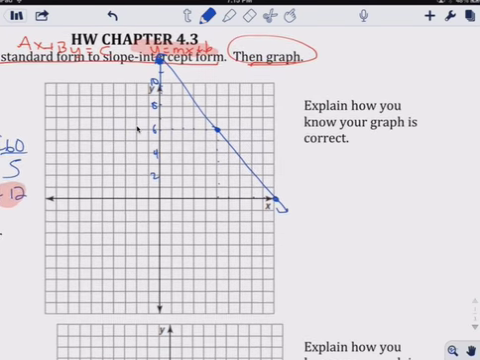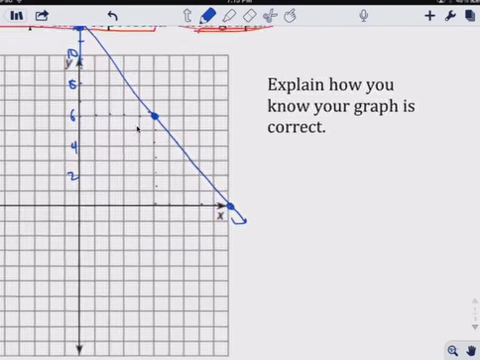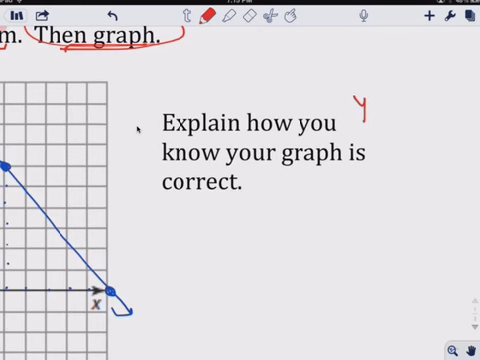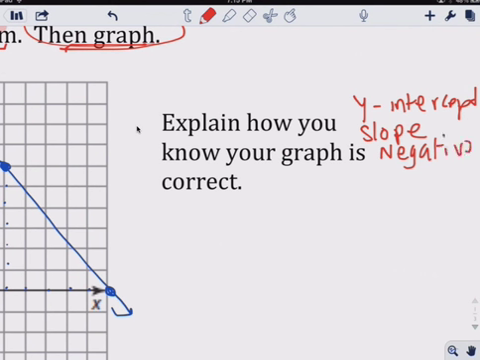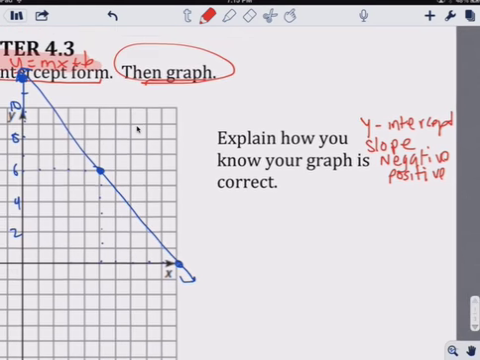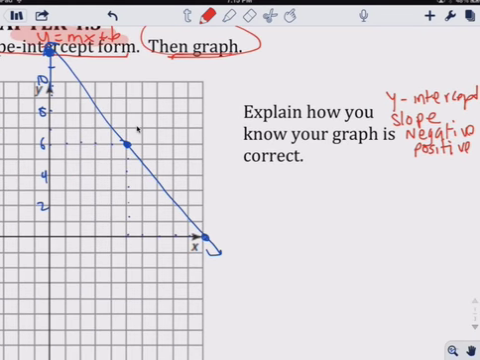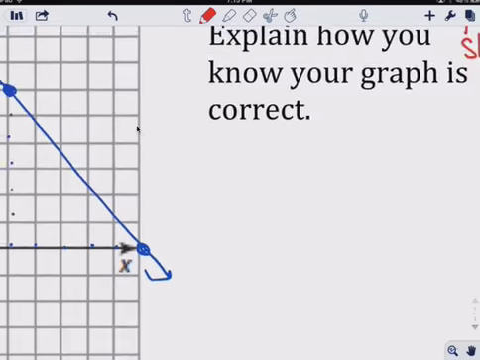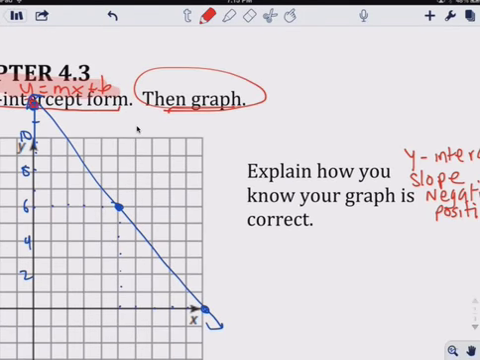Okay, explain how you know your graph is correct. Remember I need you to use these words: y-intercept, slope, negative or positive. How do you know your graph is correct? The graph is correct because the y-intercept is 12 and the point of 12 is here.